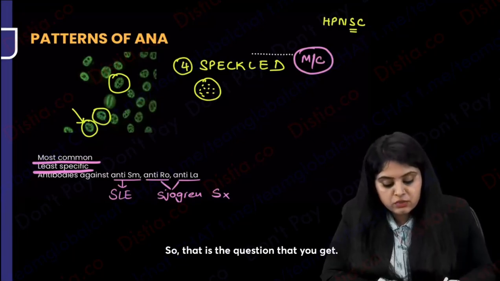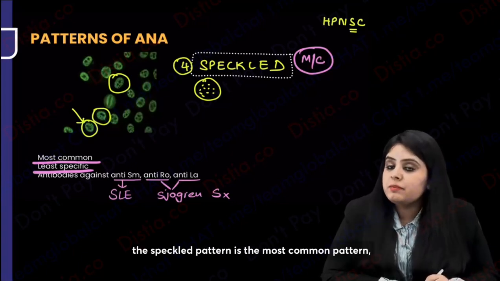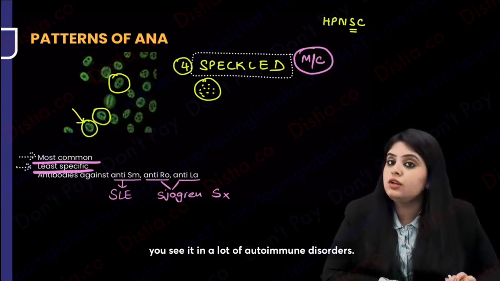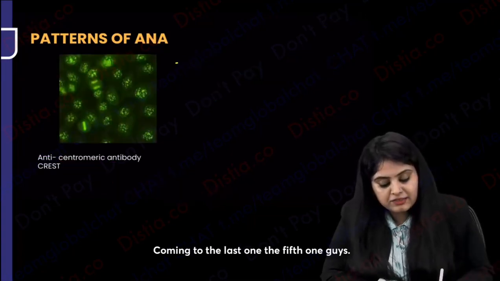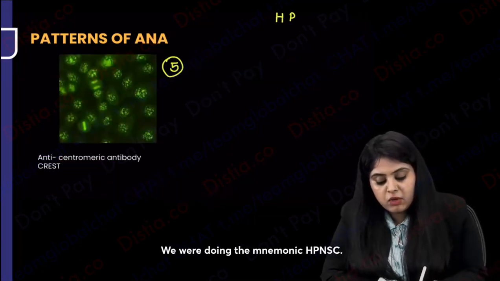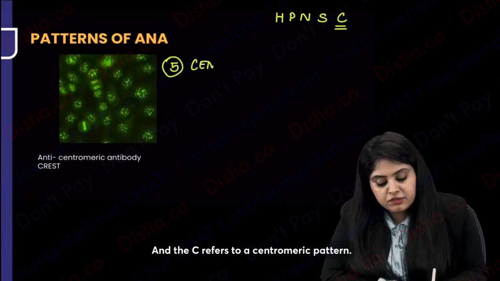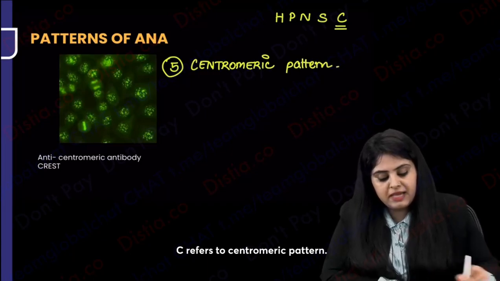So that is a question that you get. Please note the speckled pattern that you are talking about. The speckled pattern is the most common pattern, the least specific pattern, because you see it in a lot of autoimmune disorders. Coming to the last one, the fifth one, guys. Which mnemonic were we doing? We were doing the mnemonic HAPPENS. Now coming to the last one, that is C, and the C refers to a centromeric pattern.